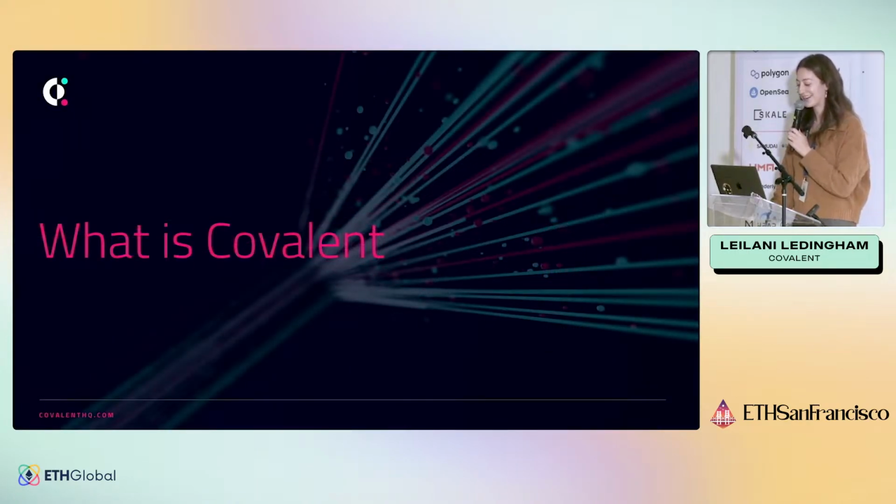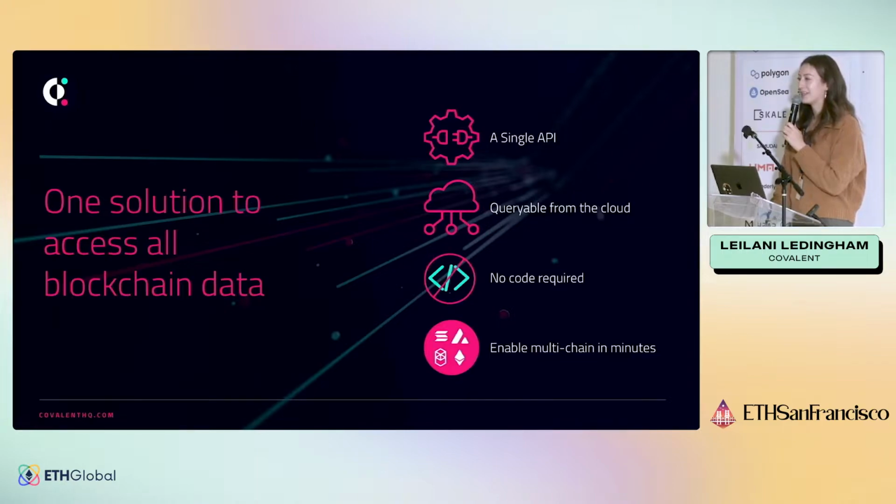That leads us to what is Covalent. Basically, we are a solution to access all on-chain data. We do this currently across unofficially 50 different blockchains, officially 40. But if you want any of the hidden chain IDs, you can just ask me afterwards. What it is is a single API, a unified API, which basically means that you can use the same tool, but just change parameters to switch from chain to chain.